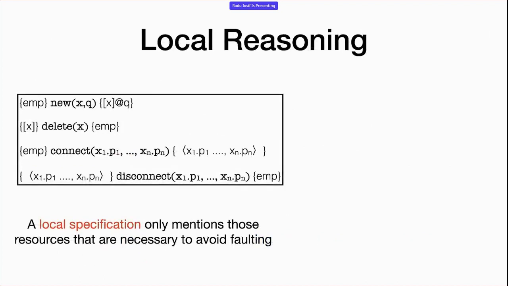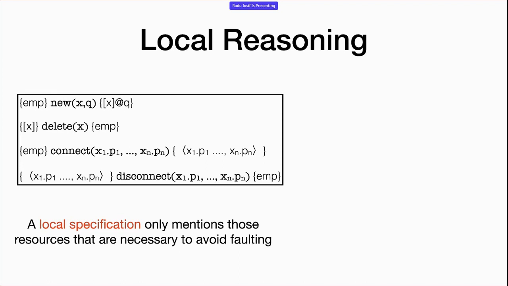So to do that, we introduce a Hoare-style calculus based on local reasoning. Local reasoning specifies the primitive operations just by involving those resources that are necessary to avoid faulting. So these local specifications only talk about the nodes and the interactions that are needed by these primitives. So for instance, new doesn't need anything. Delete, however, needs a certain component to be present there, and the same with connect and disconnect.